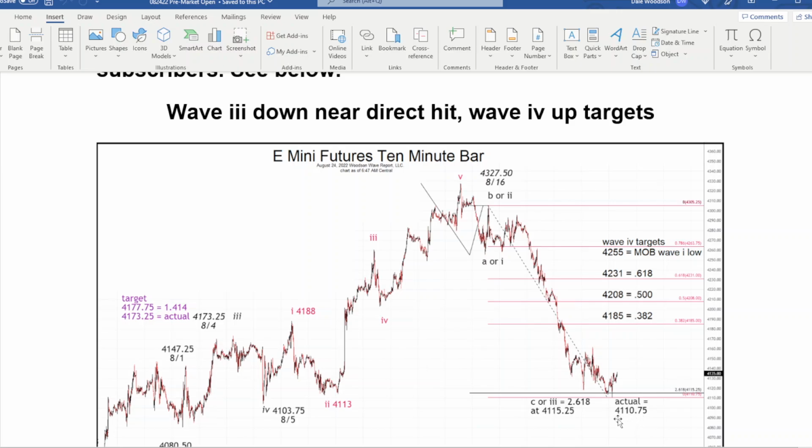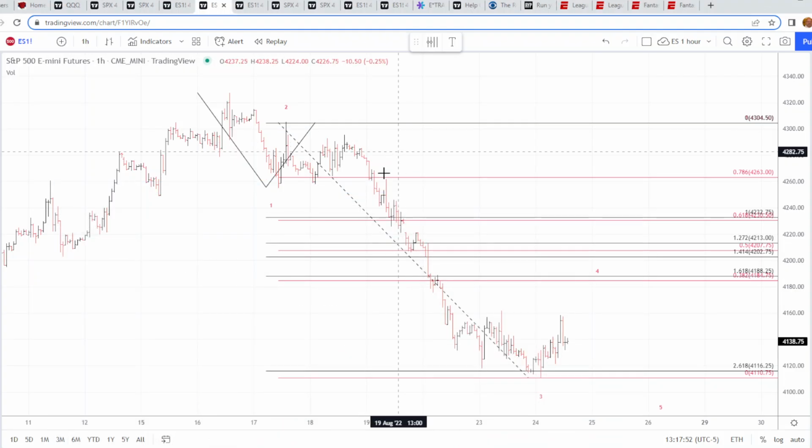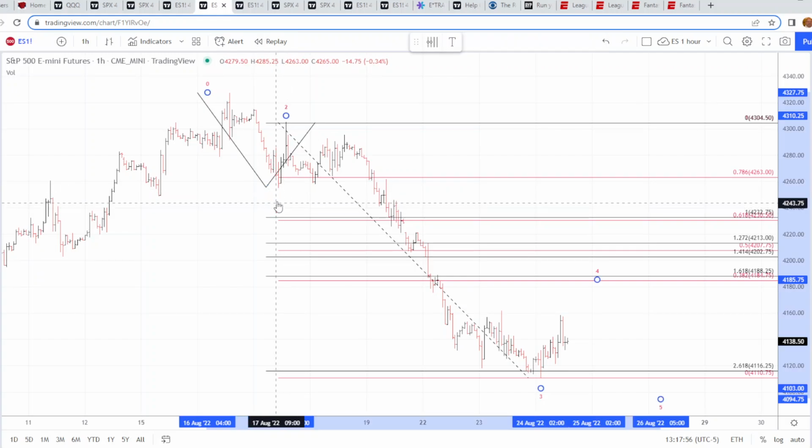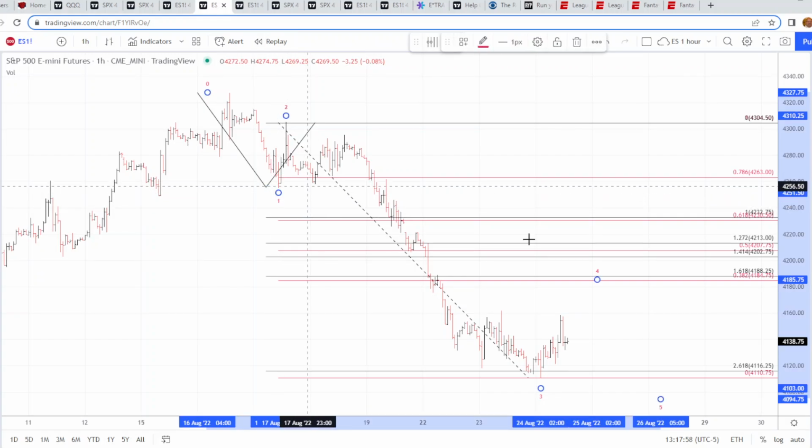That was within 4 points, less than 4.5, something like that. And you can see here our retracement targets for wave 4. Wave 4 up cannot go below the wave 1 low, which happens to be 42.55. Let me see if we can see that on there. There it is right there. There is the wave 1 low. It's off a little bit. That's at 42.55. There's our Fibonacci retracement targets for that.